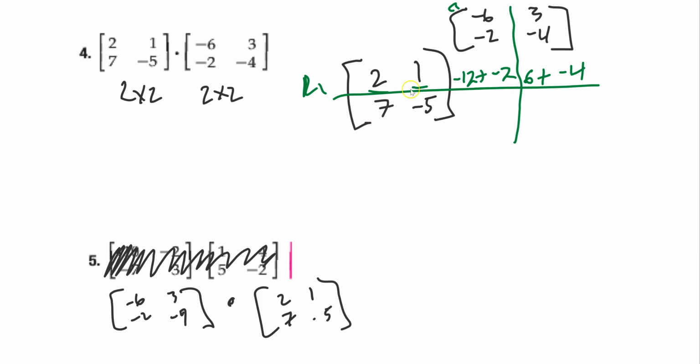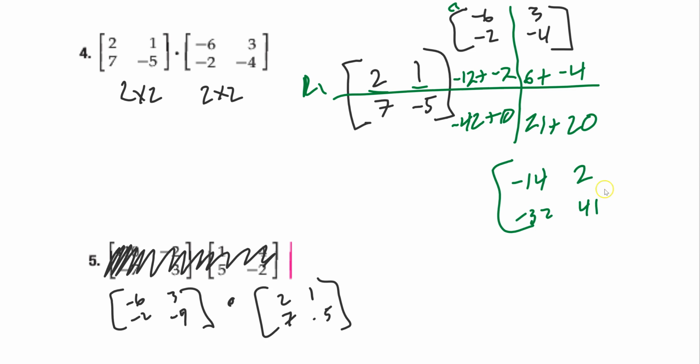Down here, multiply the first two. Negative 42. And then you move on to the next two. 10. And you're always adding. The last one here. 7 times 3 is 21. Plus 4 times 5 is 20. So we get the answer of negative 14, 2, negative 32, and 41. Right? So negative 14, 2, negative 13, 41.